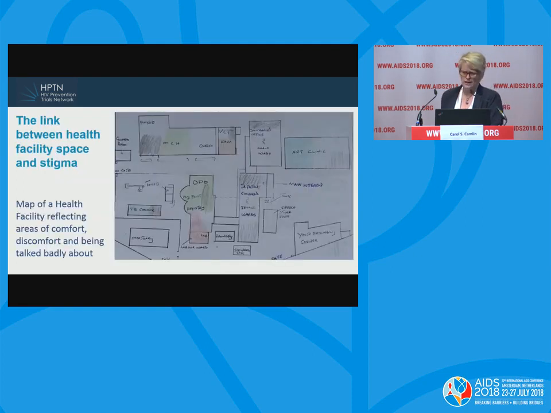The team also asked healthcare workers about the link between health facility spaces and stigma, and actually engaged healthcare workers in illustrating maps of health facilities to describe where they thought clients felt more comfortable or less comfortable as they were seeking care. And this revealed some interesting findings that also led some of the health facilities to change the way that they organize services in order to reduce the identification of clients by their HIV status and reorganize and integrate services in some ways spatially.